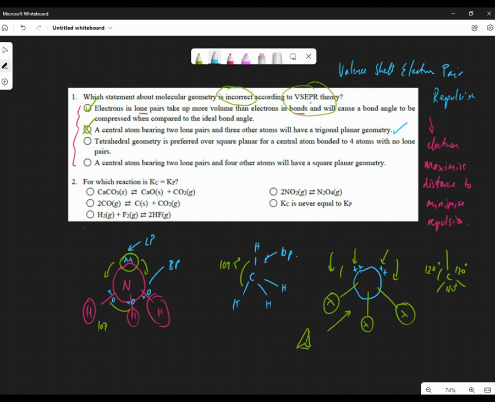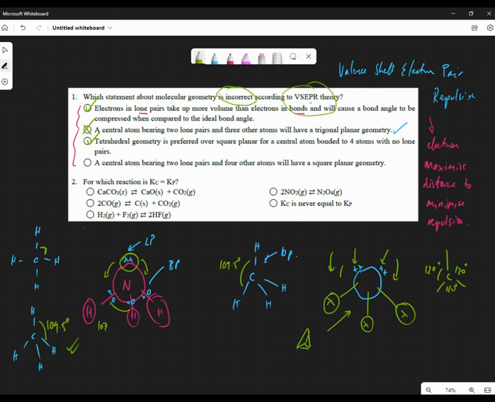Let's check the other ones. Tetrahedral geometry is preferred over square planar for a central atom bonded to four atoms with no lone pairs. Yeah, if you've got something like methane there, this would be square planar, but it doesn't take that orientation. It takes tetrahedral. Neither has lone pairs here. If you think about it, the repulsion is not minimized in square planar because that's a bond angle of 90, but they can get further away from each other in a tetrahedral. So this one is preferred. So that is a true statement.